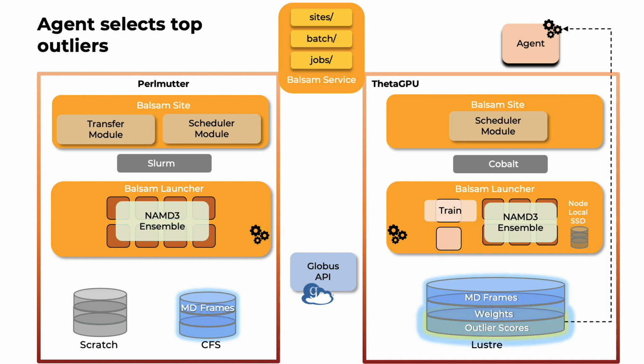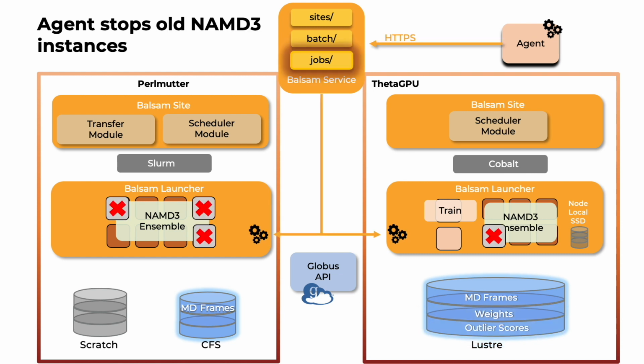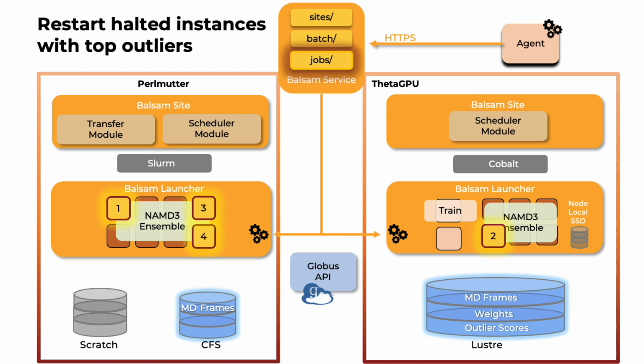The agent reads the outlier scores to determine which of the simulation instances contain the most novel conformational states. The agent then uses this information to halt specific trajectories that will be reseeded with the more promising outliers. First, the Balsam API is used to send a stop signal to selected instances within the ensemble. After finishing their current chunk of I/O, the interrupted simulations will restart from the novel outlier conformations.